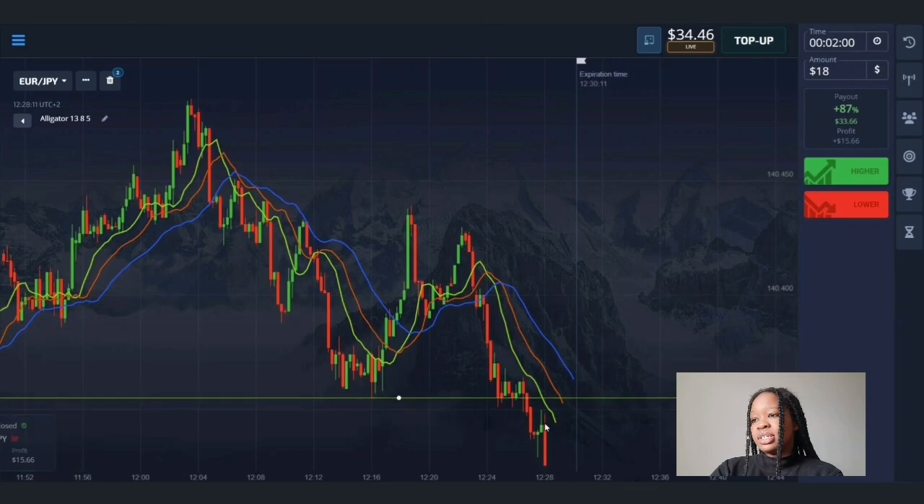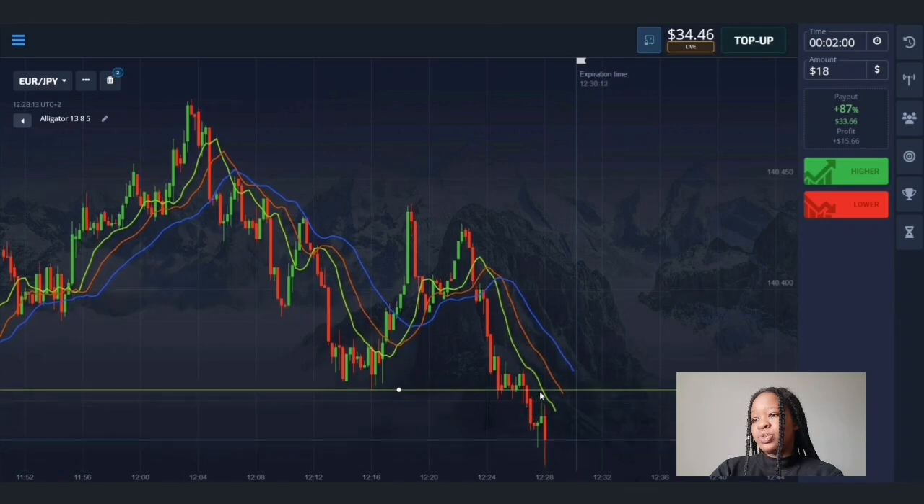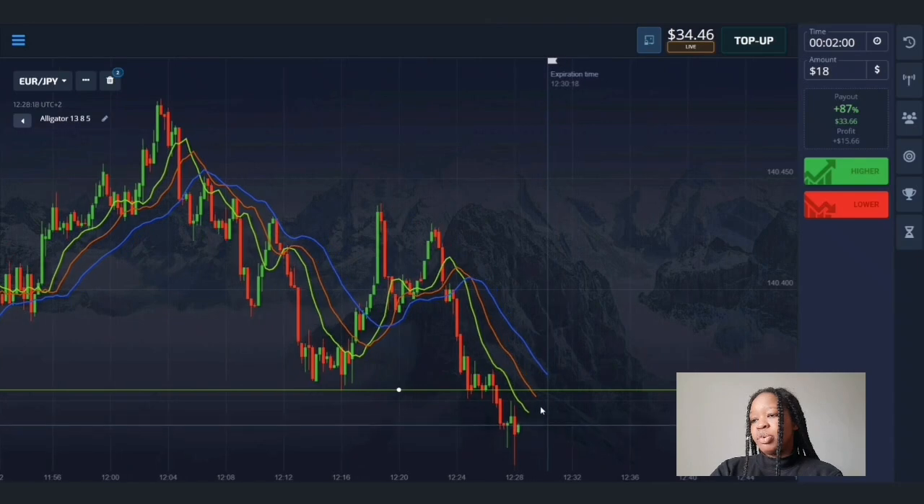Well, analyzing this, it has been a small flat zone. The trending down resumed, and this level has been broken through.